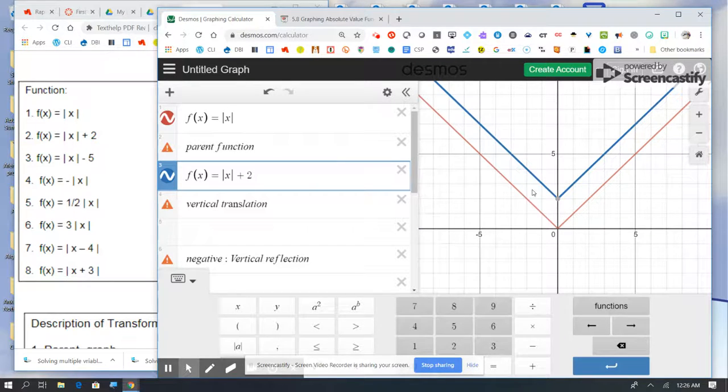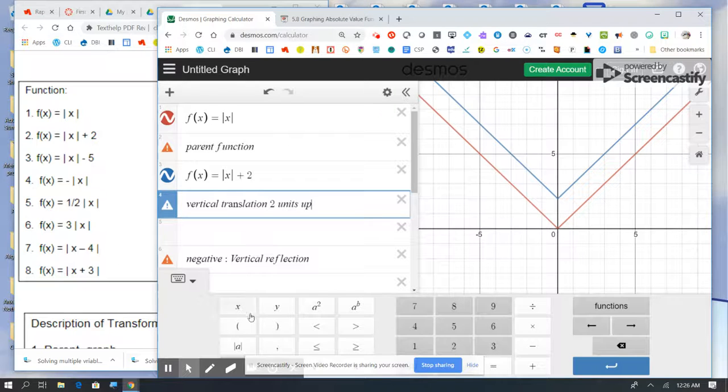You can see the blue graph here. We call that a vertical translation. Let's translate 2 units up. You will need to write this in your paper. I'm just showing you the graph and using a desmos calculator. And what if we change it to negative? What will happen?